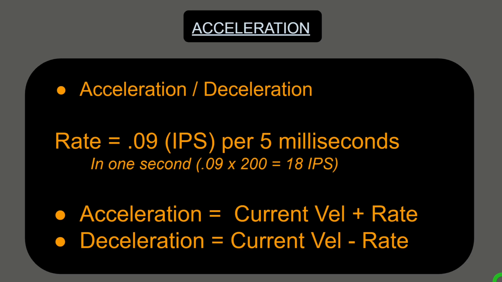Our maximum velocity is 9 inches per second. So in a half a second, then, I should be able to achieve full velocity. So far, that's actually been working quite well in a practical sense. Now, acceleration, the math for that is you take your current velocity and add your rate of change, your amount of change, 0.09. And then deceleration would be the current velocity minus the rate, or minus 0.09. And you do that, in our case, every 5 milliseconds.